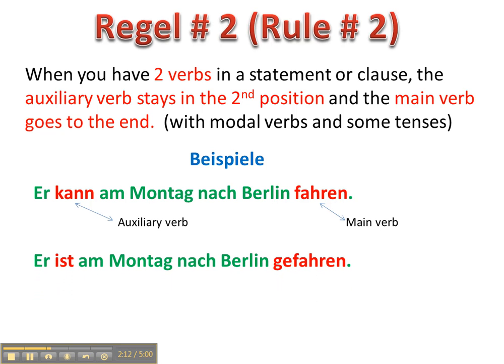Er ist am Montag nach Berlin gefahren. So here we are changing tenses to the present perfect. Ist is the auxiliary verb, sometimes referred to as the helping verb, and gefahren is the main verb.